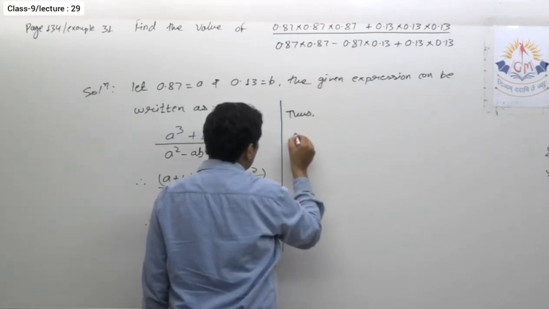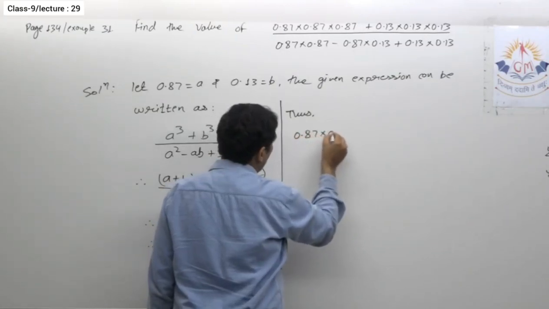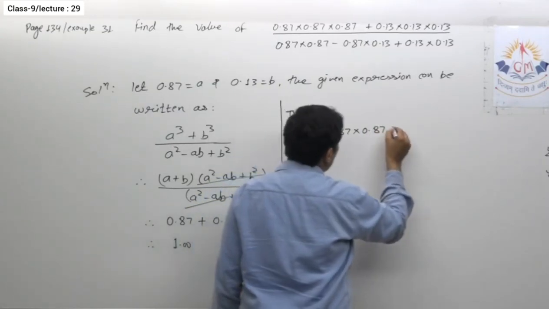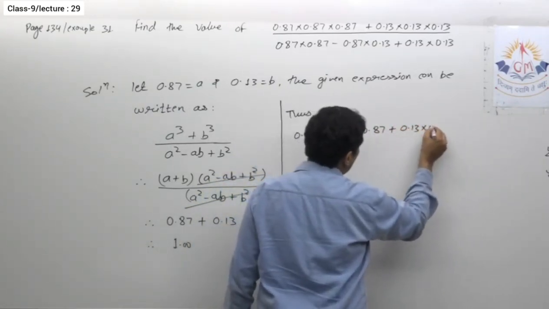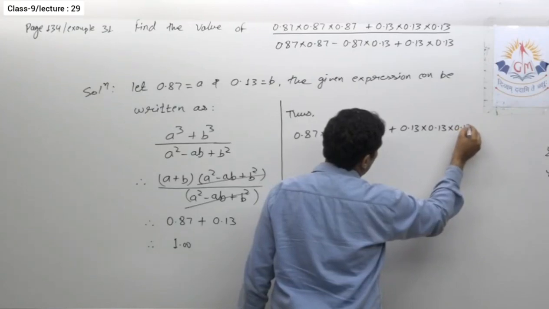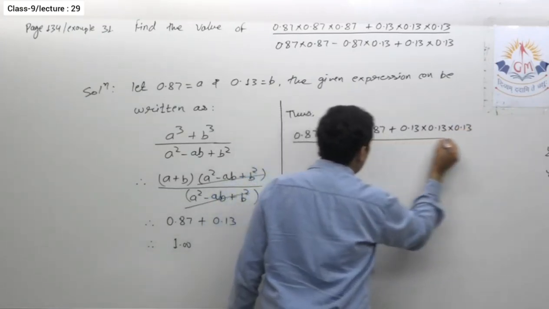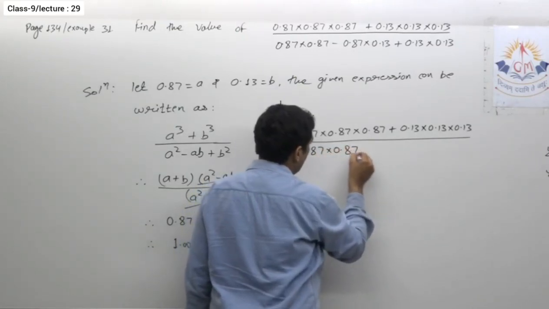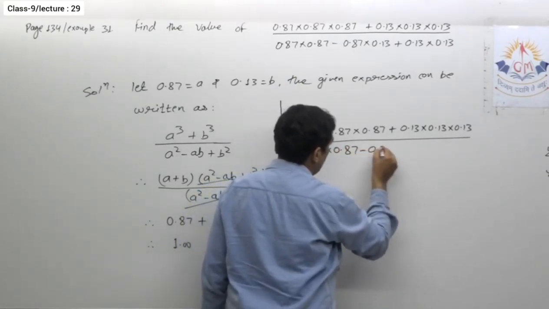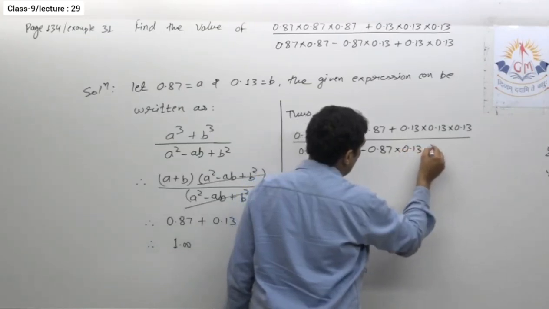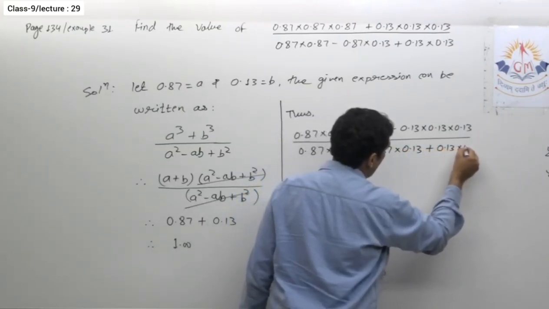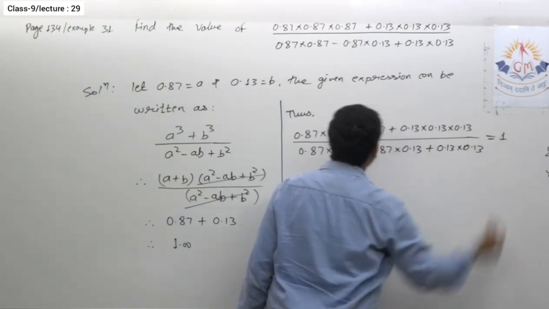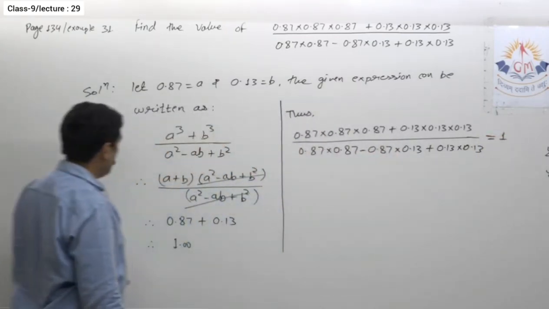Thus, 0.87 multiplied by 0.87 multiplied by 0.87 plus 0.13 multiplied by 0.13 multiplied by 0.13, whole divided by 0.87 multiplied by 0.87 minus 0.87 into 0.13 plus 0.13 multiplied by 0.13, is equal to 1. This expression is equal to 1. So I hope this is clear to you.